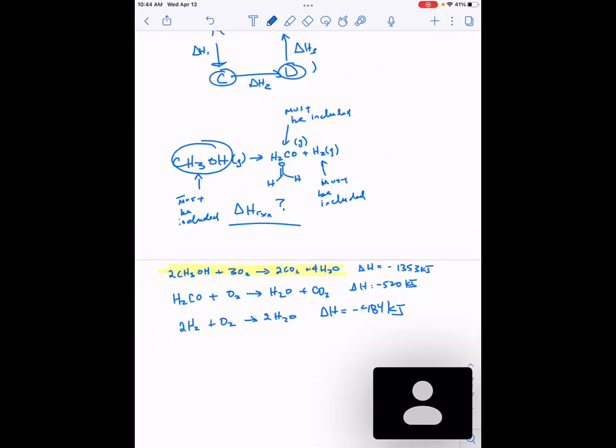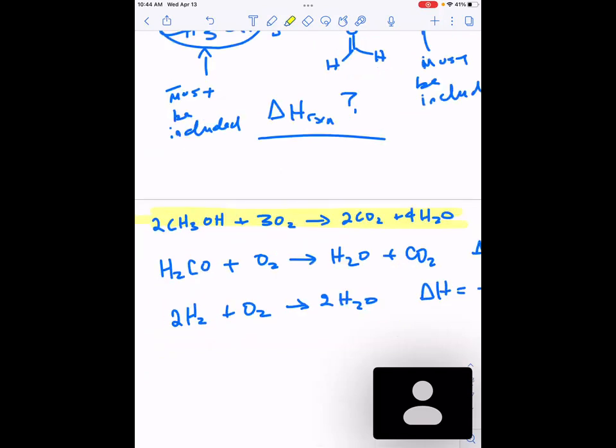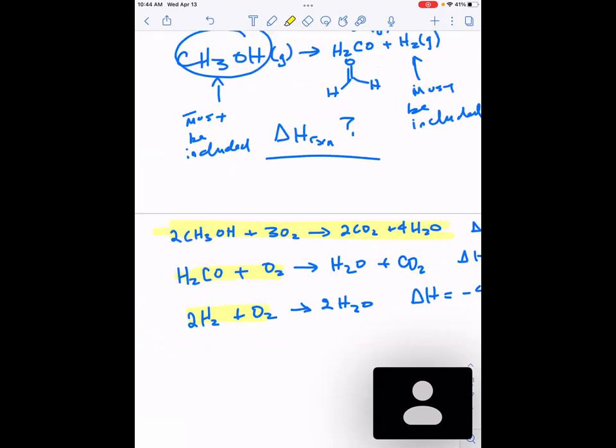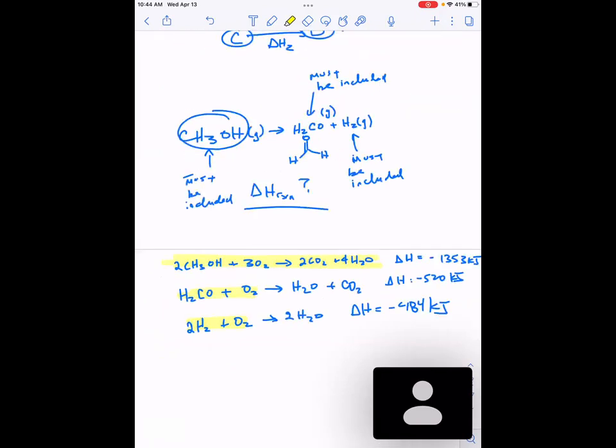So you can see the top reaction includes methanol as a starting material, which is good. The second reaction has formaldehyde, but it's on the reactant side. That's fine, we can fix that. And the bottom reaction includes hydrogen, but that's on the reactant side also. All of that can be rectified. We can fix all of it, and I'm going to show you how.